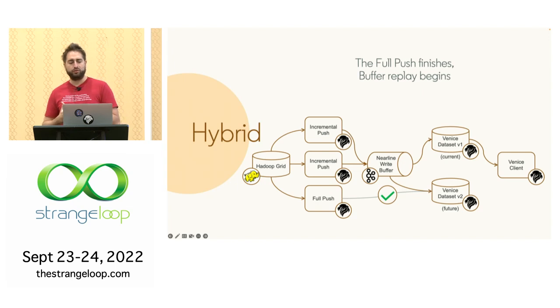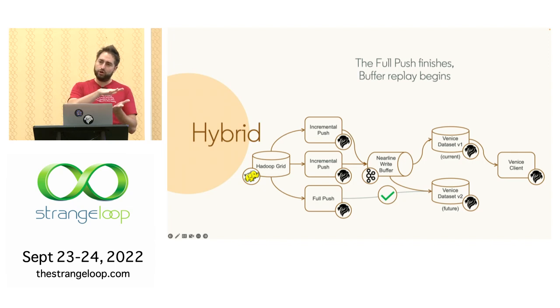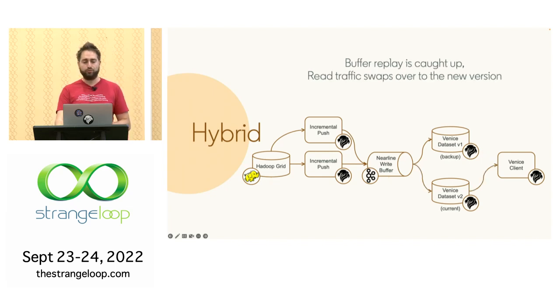And what this means is that when you've got your full push data, which by the time it gets into Venice is maybe several hours old already because it's been processed for a while inside Hadoop, you don't necessarily want this sort of stale data set to go live directly. You want to refresh it up a little bit, so you overlay on top of the full push your recent nearline writes, basically. And when we determine that we've caught up on the buffer replay, then the final phase happens just like before, that we swap the traffic over.